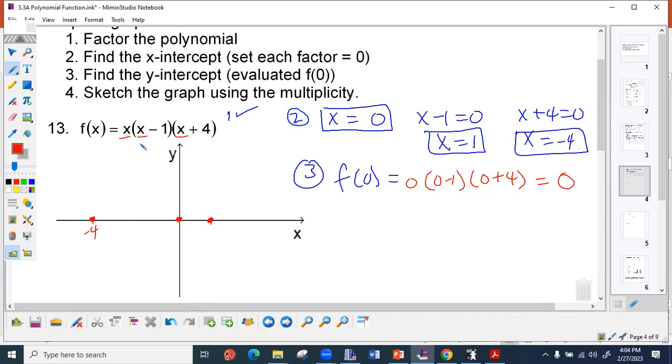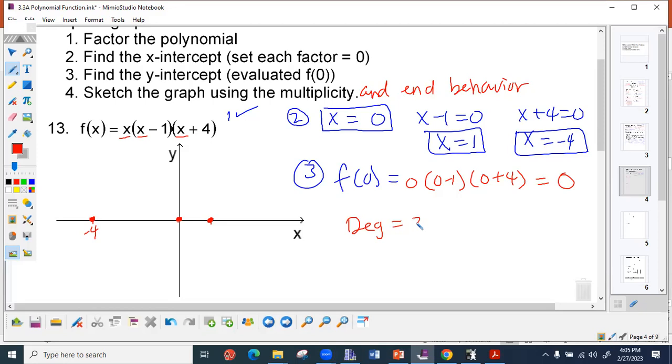And now I'm going to pay attention to my... oh, it's supposed to be sketch graph using multiplicity and end behavior. Dang it. End behavior. Sorry, guys. I forgot a very critical part. So your end behavior here would be, if I was to multiply this out, my degree would be what?